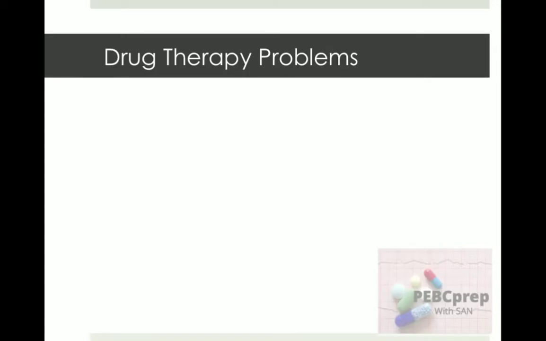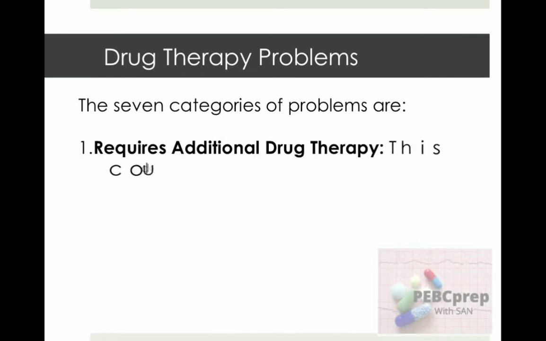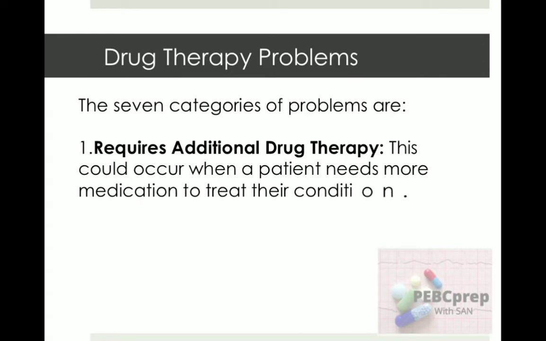So now we will see 7 different categories of drug therapy problems. Number 1: if a patient requires additional drug therapy. This could occur when a patient needs more medication to treat their condition.